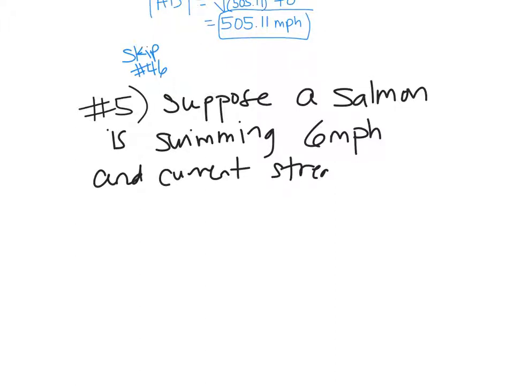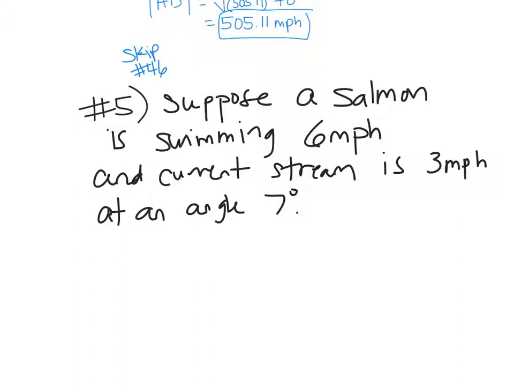The current of the stream is flowing at 3 miles per hour at an angle of 7 degrees. The salmon's going straight upstream, and the current's coming out at an angle. You know how currents don't just go straight down? Sometimes they go to the side. It says, how fast is the salmon actually swimming? So how fast is he going?